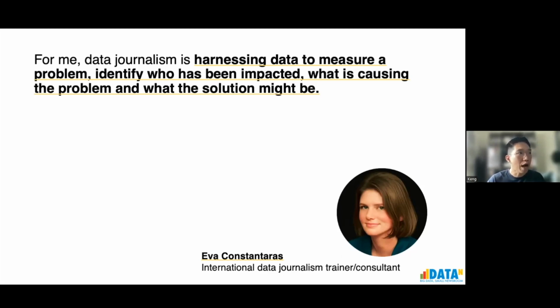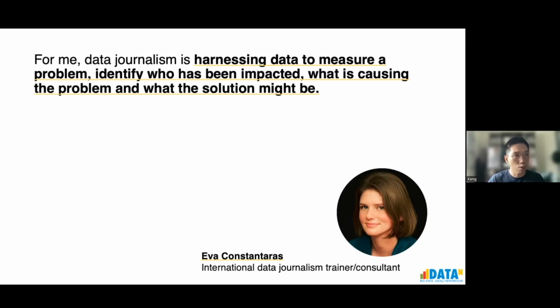So we want to know how serious a problem is, okay? And we have to measure a problem, and data can help you to do that. Not only that, data can help you to identify who has been impacted by the problem. Sometimes it tells you what is causing the problem, and sometimes it can even tell you what the possible solutions are, okay?